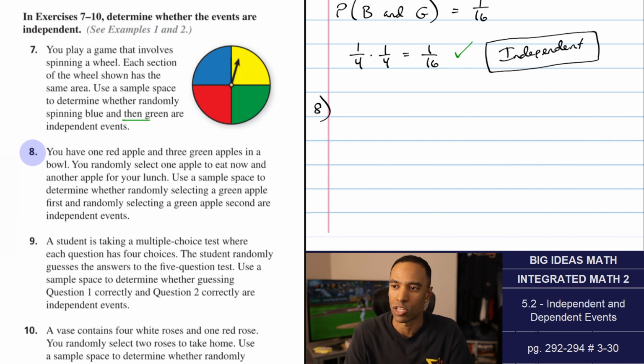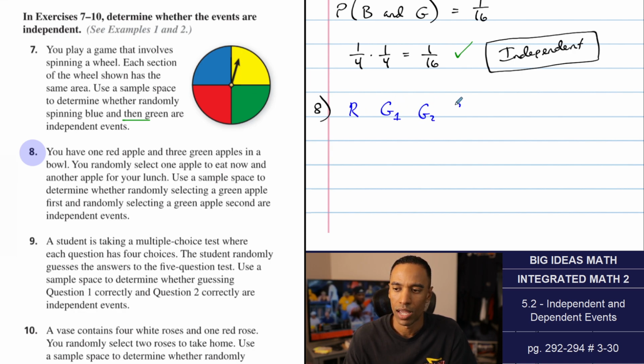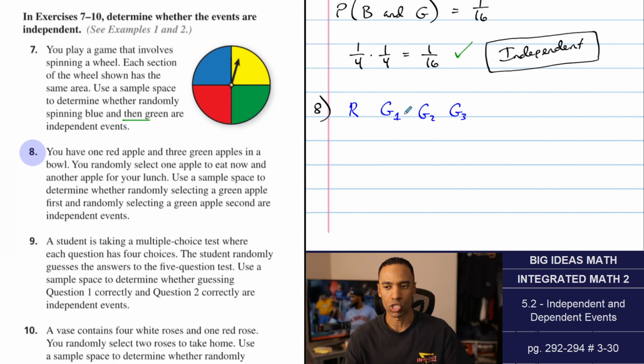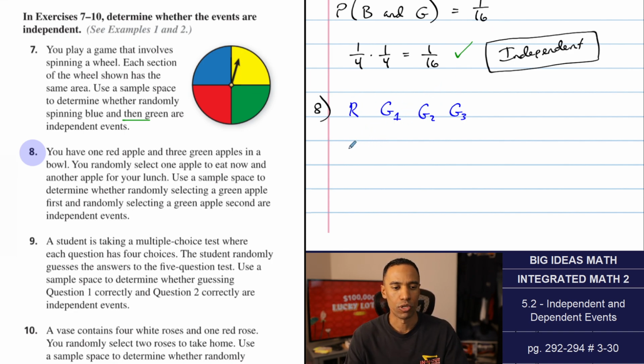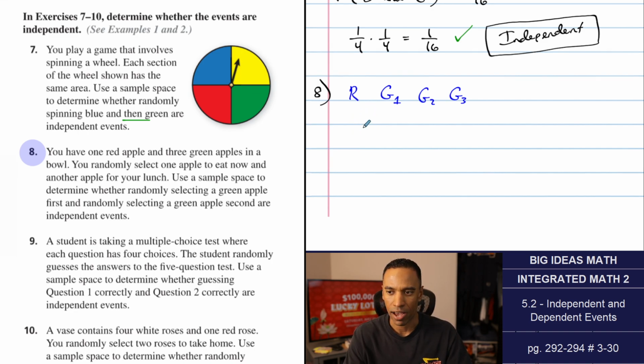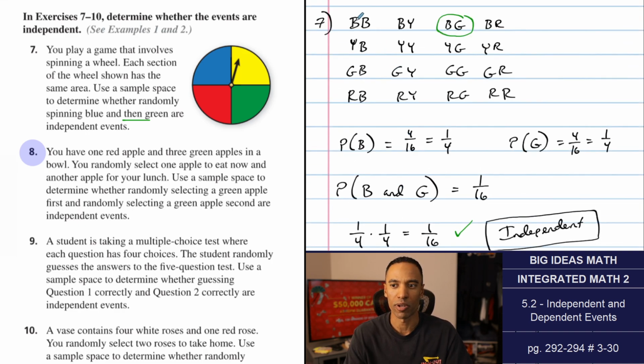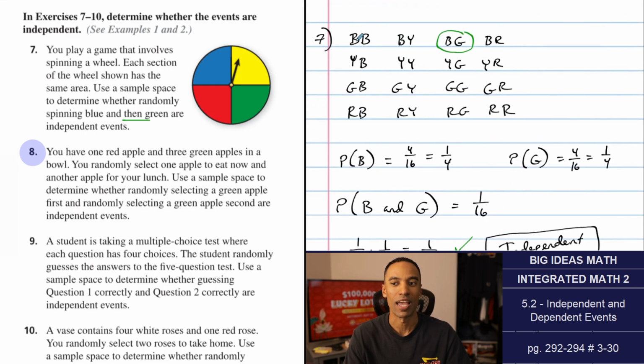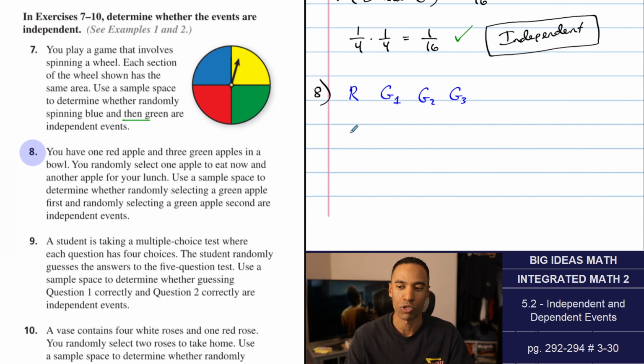Keep in mind, as we have here, they used subscripts last time. So what they say: there's 1 red apple and there are 3 green apples, 1, 2, and 3. Here's our set that we can choose from. Now let's see how we choose it. Notice that they say you select 1 apple to eat now, so I eat it, and when I eat it, it's gone. Unlike the spinner, where I can spin blue and land on blue again, if I choose a red apple to start with, I can't get another red apple. I only have 1 of them. And then I can choose a green apple. So here are my options.